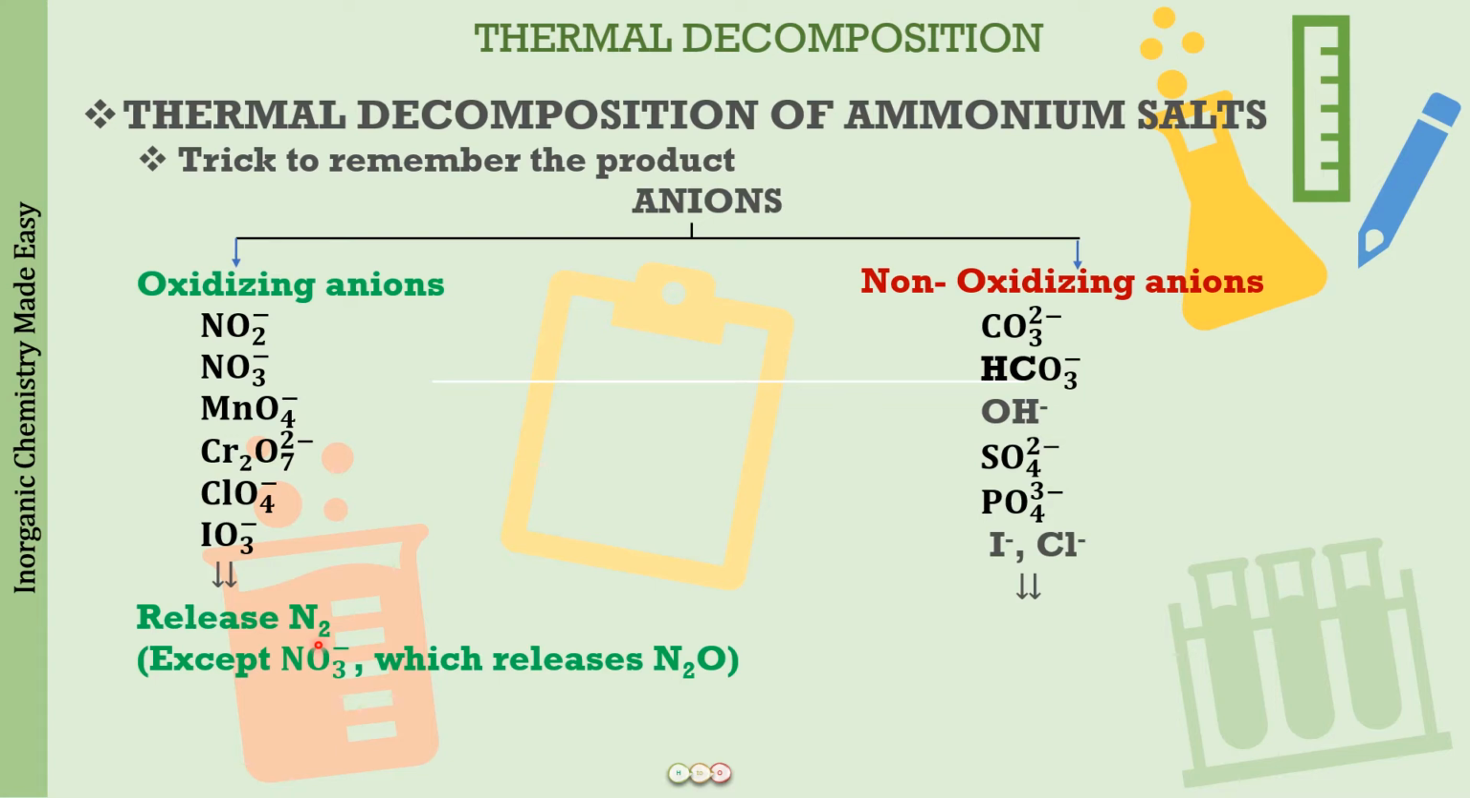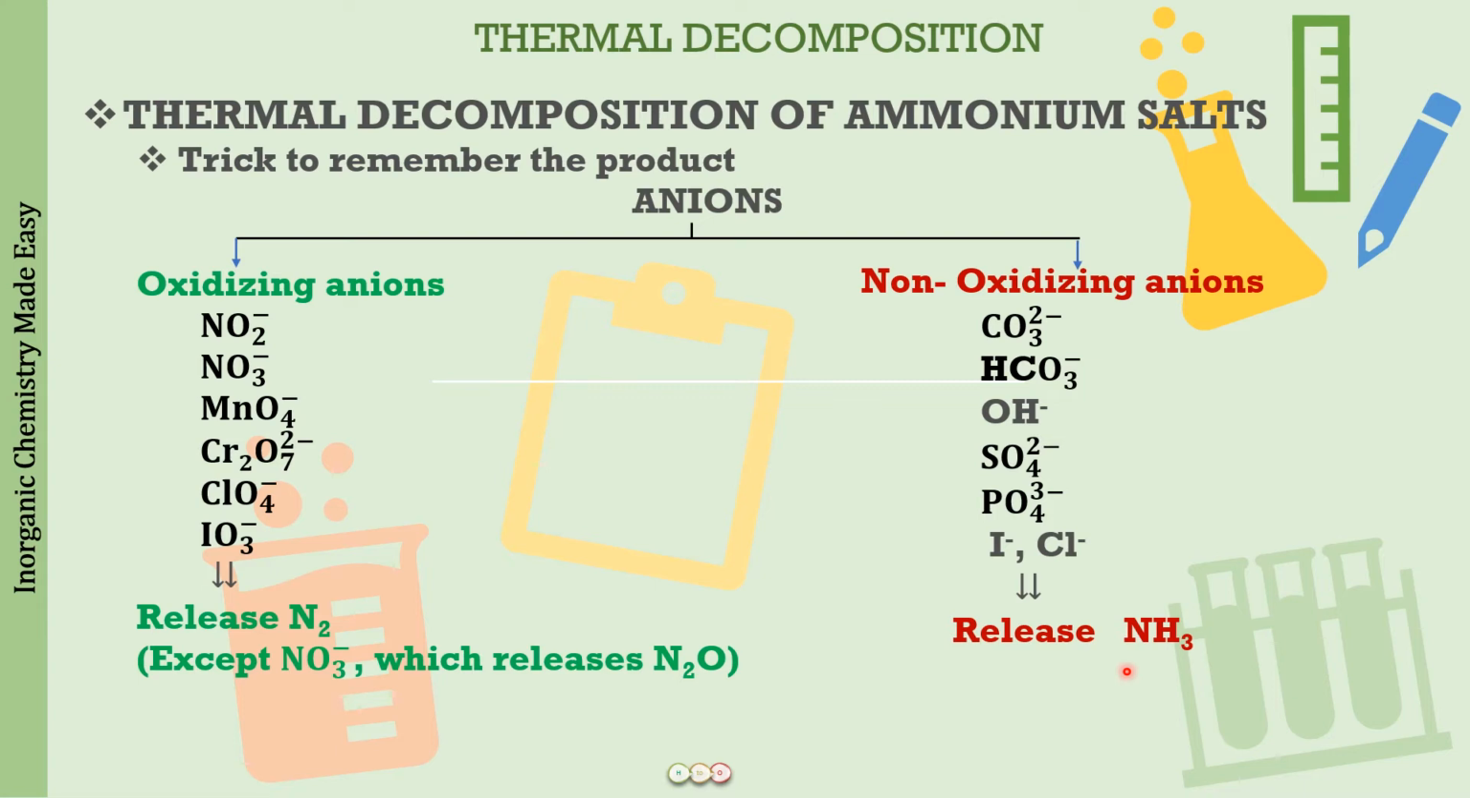There is going to be release of nitrogen gas, with the exception of the nitrate ion, which is not going to release nitrogen, but it will be releasing N2O. All right. And then the non-oxidizing anions, when they are present in the salt with the ammonium ions, the product that we will be getting is ammonia gas, right?